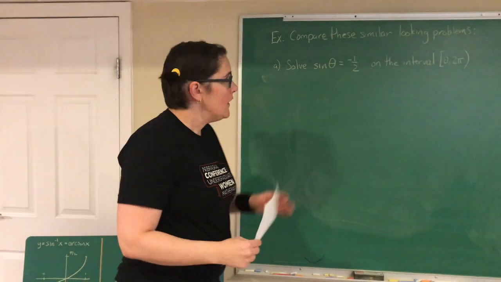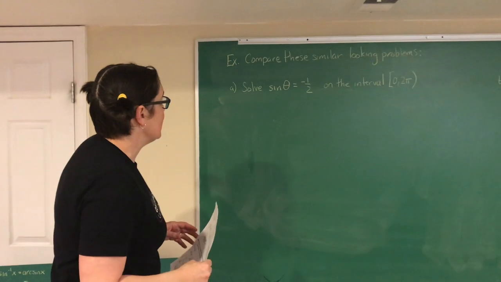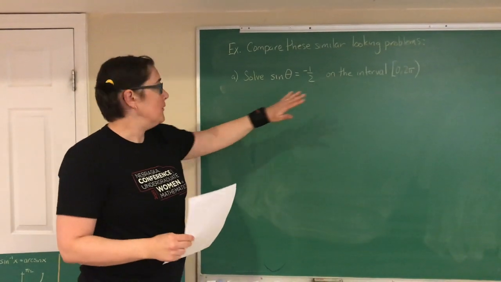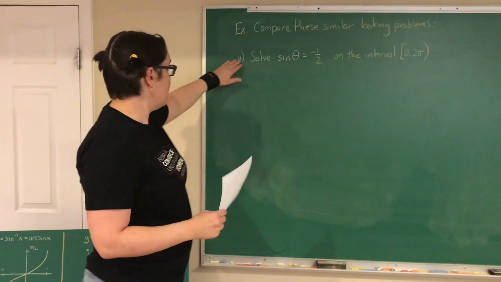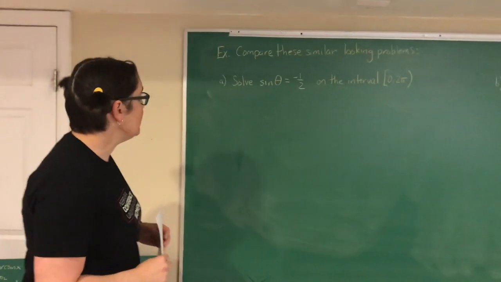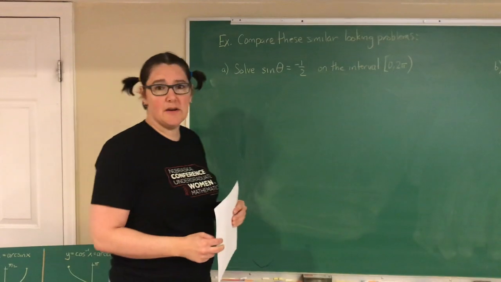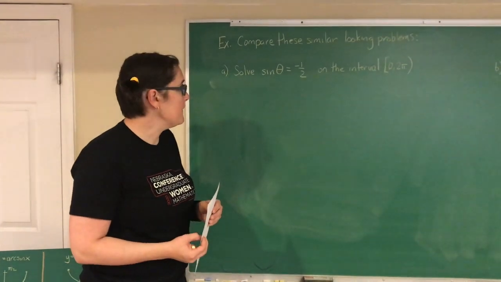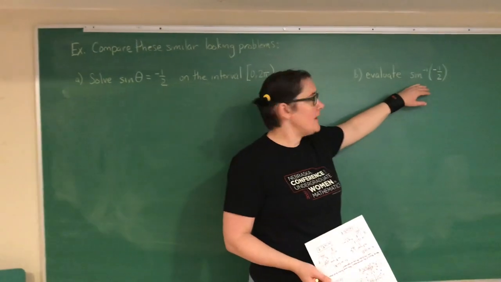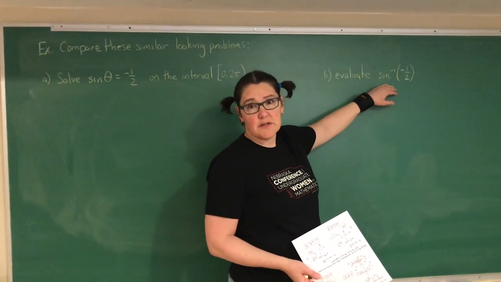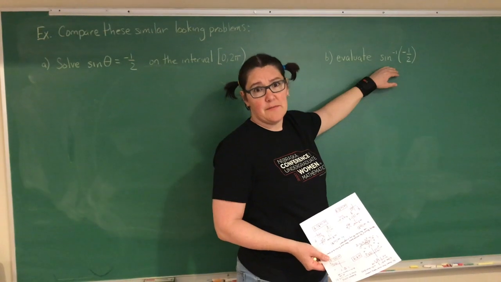Okay, so what I've written up on the board here for this example is two separate problems, and we want to compare these similar looking problems. So in part A, we are asked to solve sine of theta equals -1/2 on the interval from 0 to 2 pi. And in the second problem over here, we're asked to evaluate arc sine or inverse sine of -1/2.